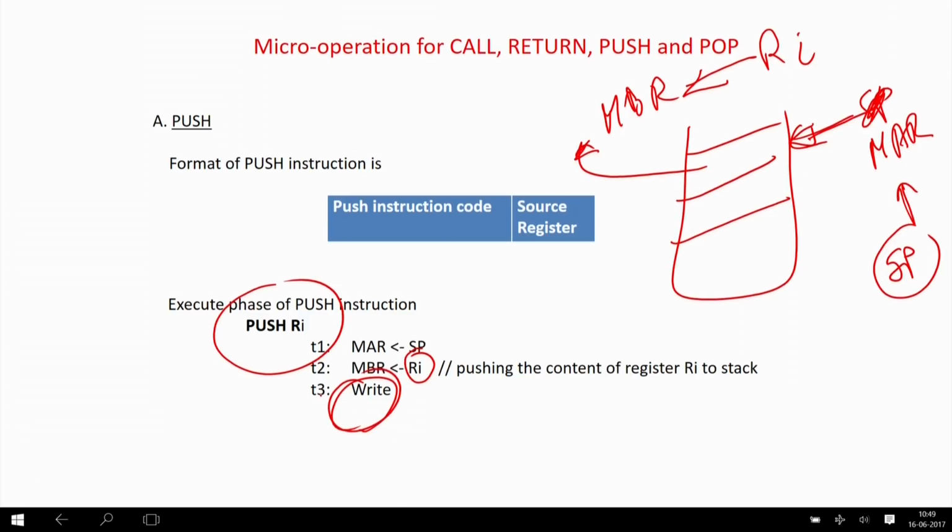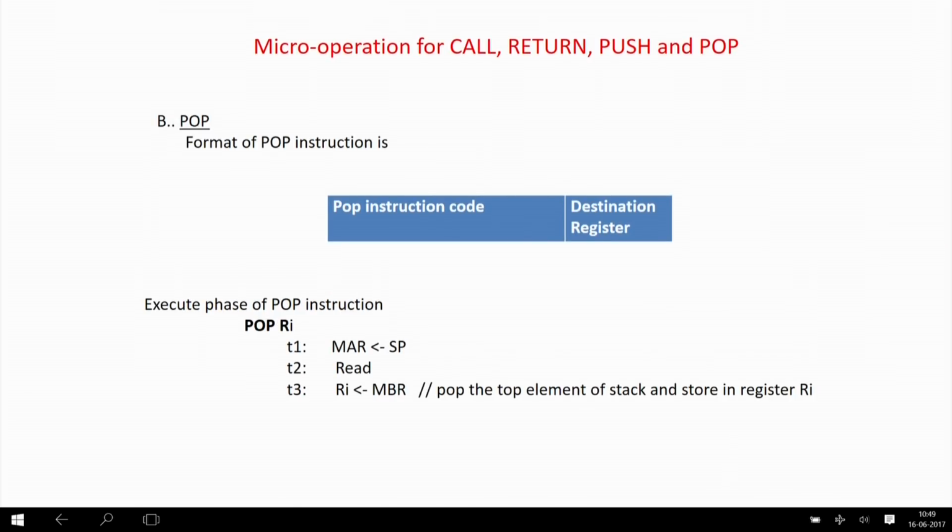So, the write signal will be made high in the memory, the register RI will be written to the memory buffer register, the address register is already pointing to the top of the stack, and then the value of the memory buffer register will be written over here. In case of POP, it is just the reverse, the same thing.